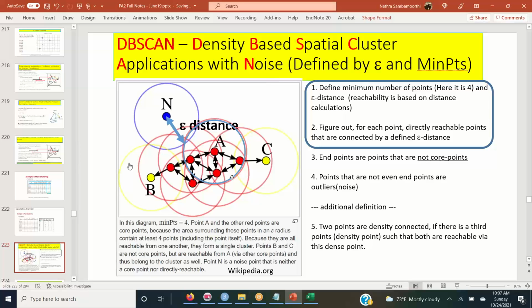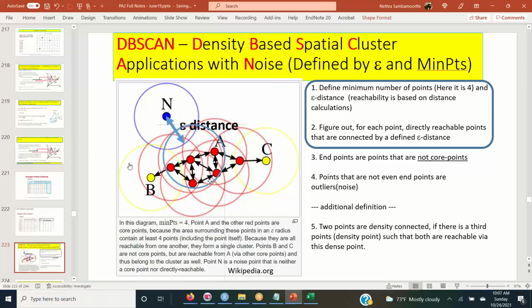Does it have 4 points? Yes. Centered around A, yes. So it's an interior point. How about this? More than 4 points. Yeah, it's good. It's also an interior point. Okay.